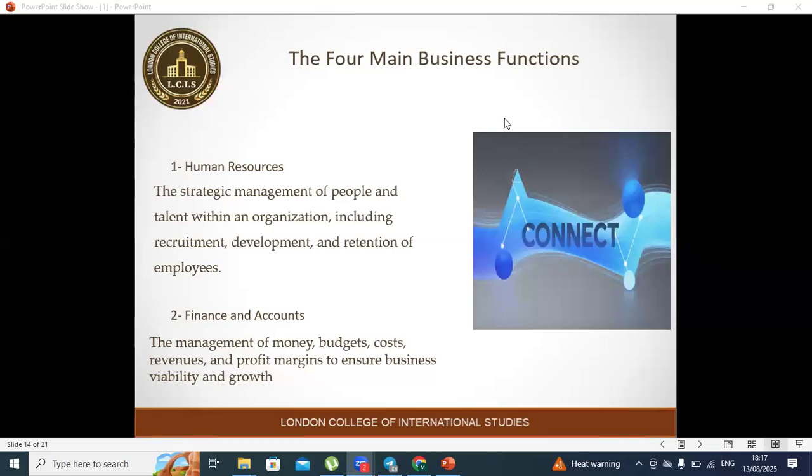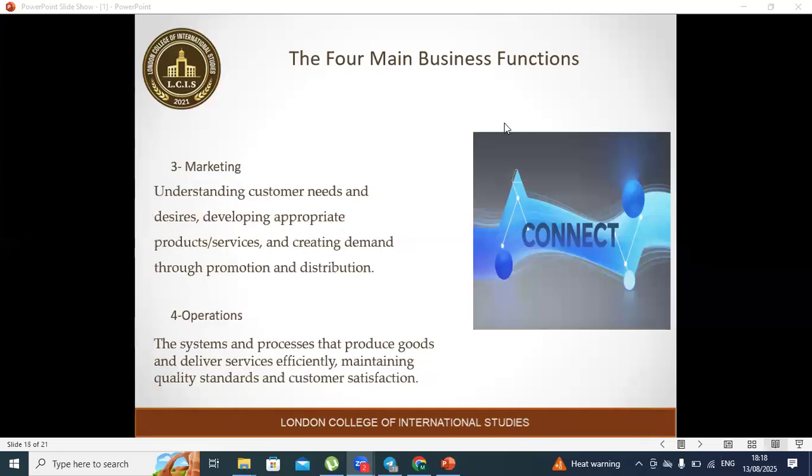Okay. Then let's go for finance and accounts, the people who will collect the money, collect the profits, assign the budgets, and so on. The people who manage the money, the budgets, the costs, the revenues, and the profit margins to ensure business viability and growth, these people work in finance and accounts. So, HR, human resources, finance, and accounts. Then the people who will tell the whole world that you have a brand, and this brand gives a product or a service. We call it marketing.